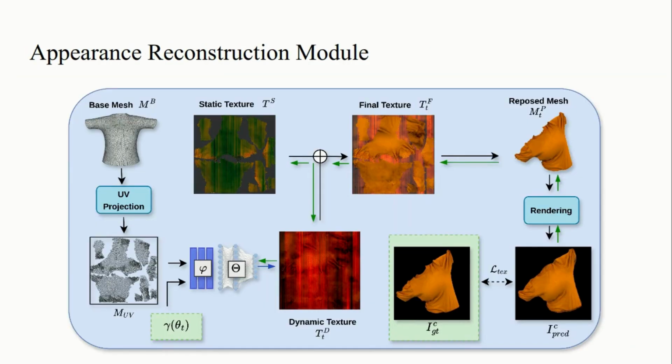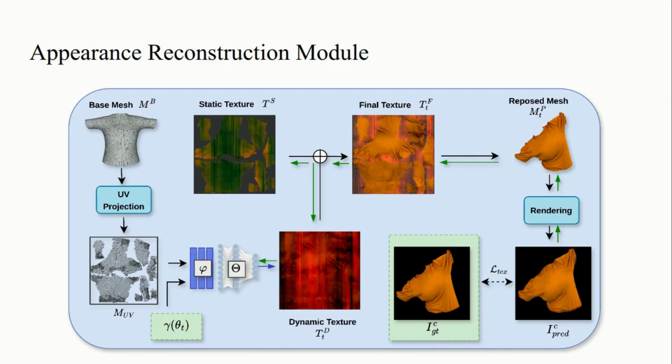For the appearance module, we use the exact same decomposition philosophy. The final texture is the sum of two textures. A static texture, this is a single high resolution texture map that learns the garment's base pattern or color. It's optimized across all frames. Second, a dynamic texture. This is a low resolution map predicted by a small neural network. It's conditioned on the pose and UV coordinates, and its job is to learn the per frame lighting and shadow effects that are cast onto the garment as it folds.